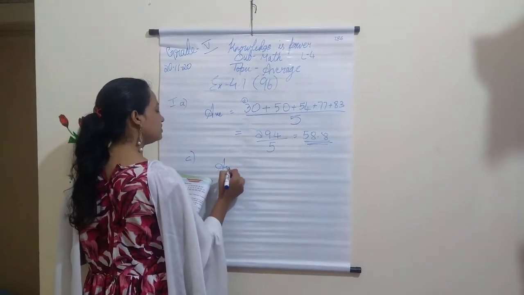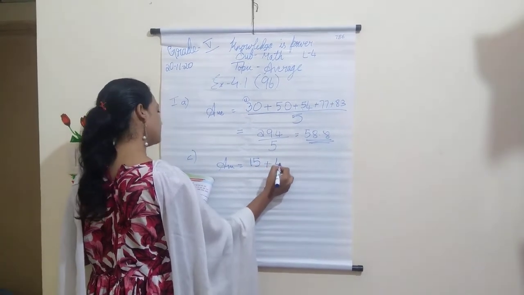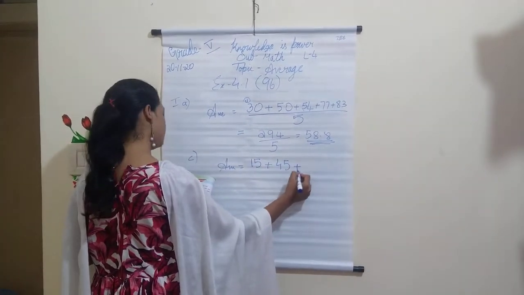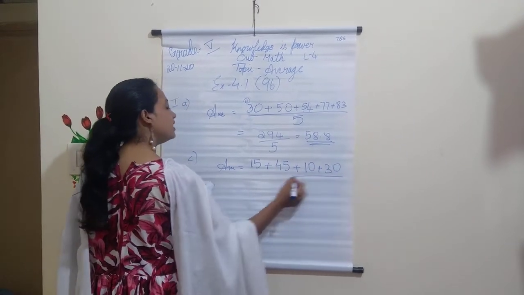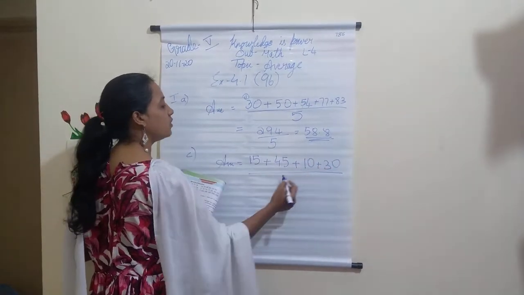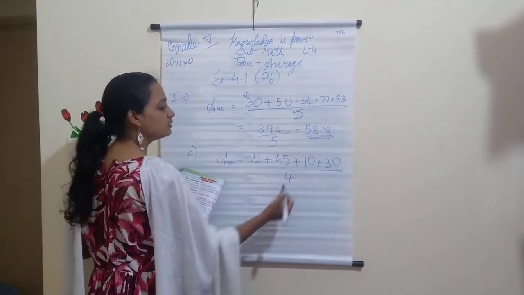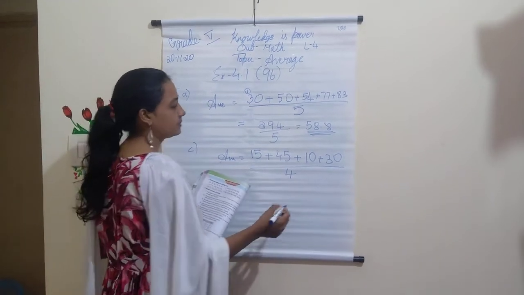So average: first is the sum. 15 plus 45 plus 10 plus 30. And how many numbers do I have here? 1, 2, 3, 4. So I should divide it by 4. Now what is the answer for the sum?